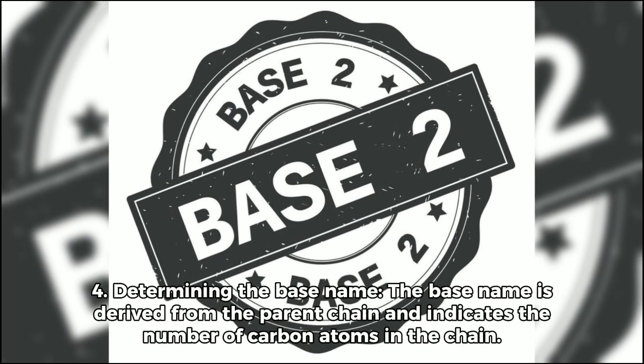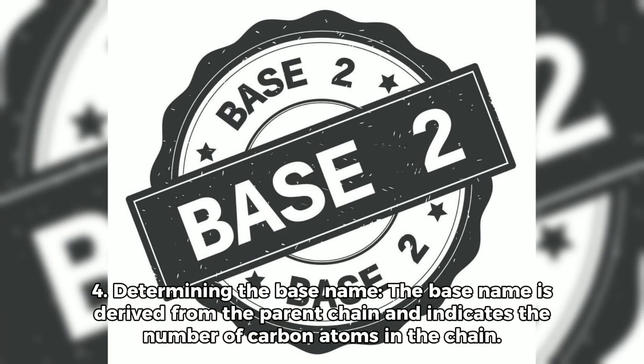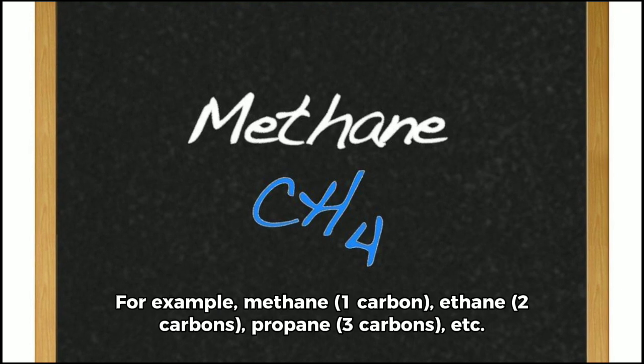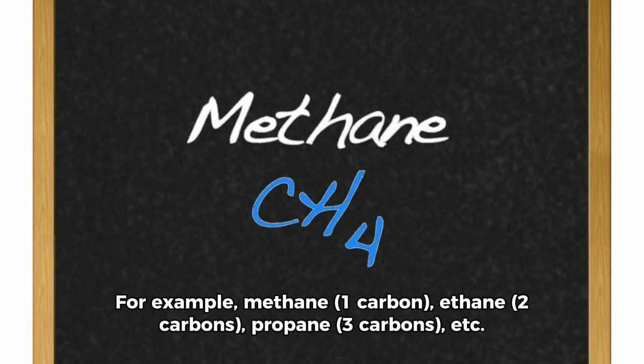4. Determining the base name. The base name is derived from the parent chain and indicates the number of carbon atoms in the chain. For example, methane: 1 carbon, ethane: 2 carbons, propane: 3 carbons, etc.